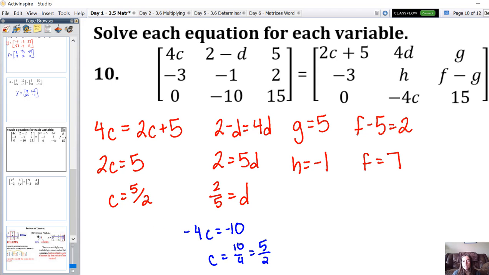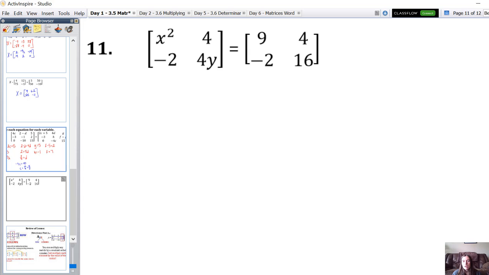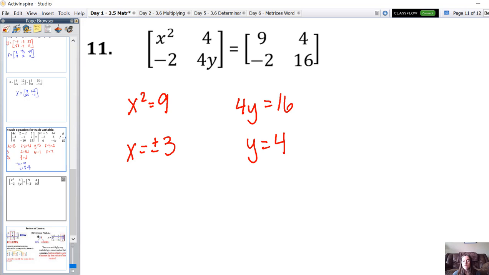Let's look at another one like this. I see two variables. I see an x and a y. So this top left corner, the first row, first column, x squared is equal to 9. Then when we take the square root of both sides, x is equal to plus or minus 3, the square root of 9, because 3 times 3 is 9, and -3 times -3 is 9, so plus or minus 3. Then we have 4y equal to 16, so then y here is 4, and we have found our variables.